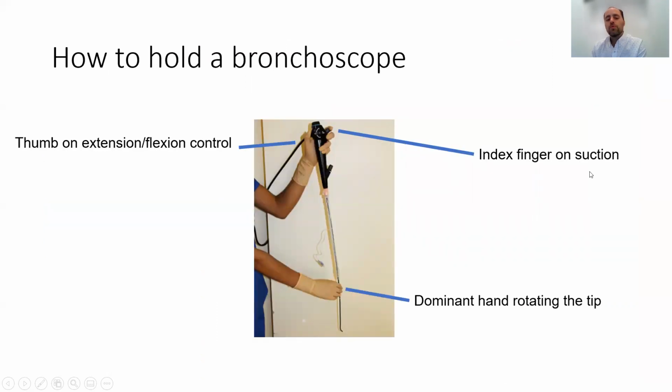Typically, you hold the bronchoscope with your dominant hand at the tip of the camera, which is where you rotate the tip left and right. Your non-dominant hand holds the joystick with your thumb on the extension flexion control and your index finger on the suction.